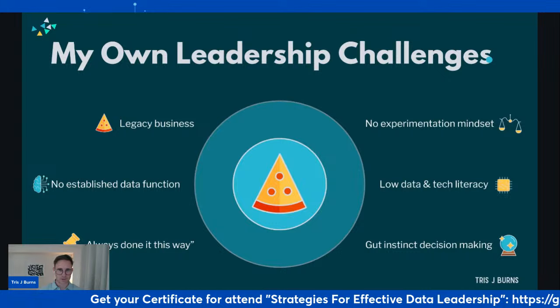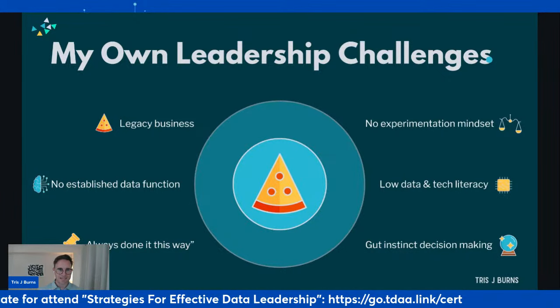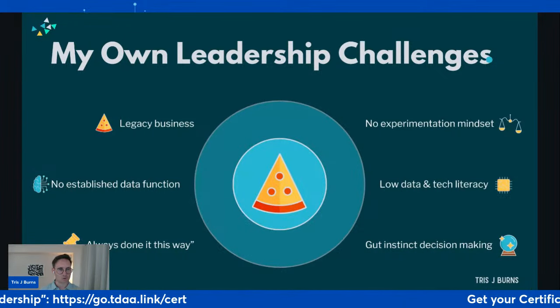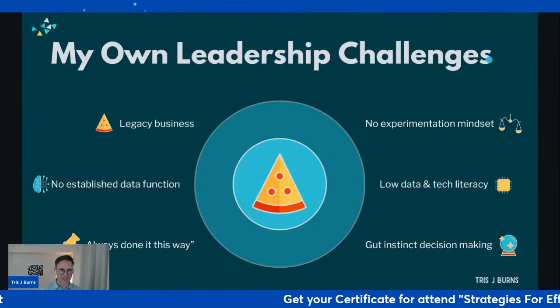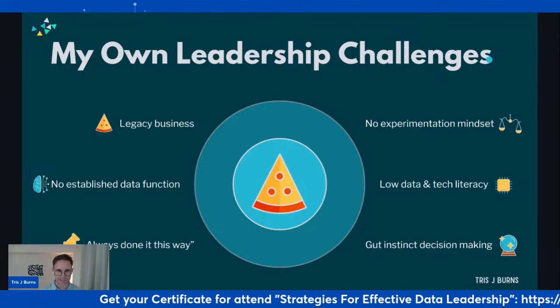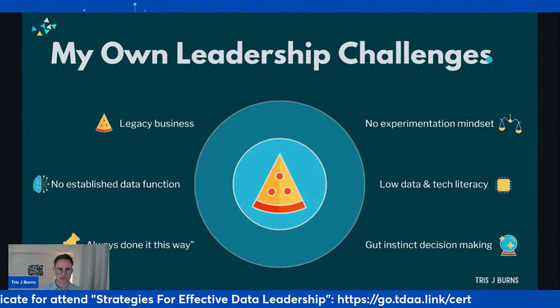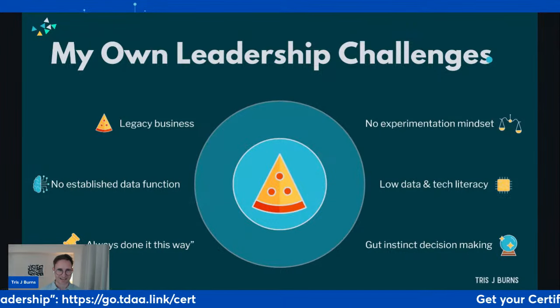Coming into Pizza Hut, it was a digital business, yes, but Pizza Hut itself is a very well-established, long-standing organization. I think it was 1959 or thereabouts that Pizza Hut was established. So when you're coming into an organization like this to help build and run the data capability, you face a lot of challenges as a data leader. First of all, you're entering what is known as a legacy business. It's a pre-internet, pre-scalable technology kind of business.